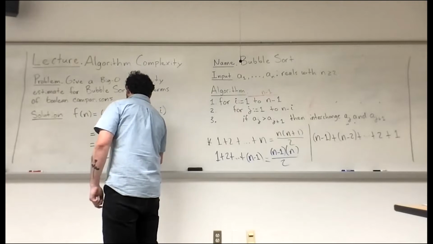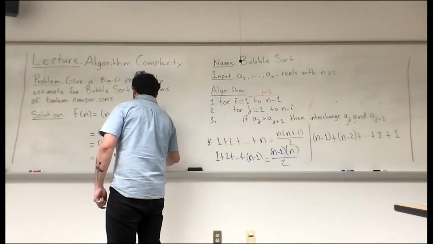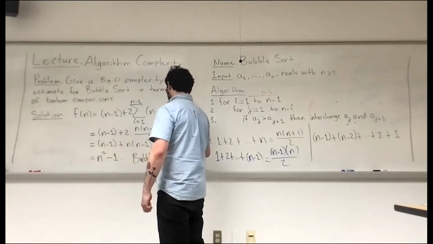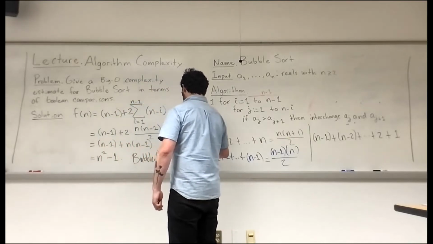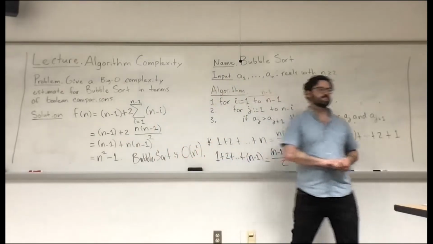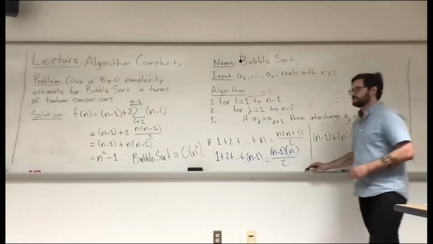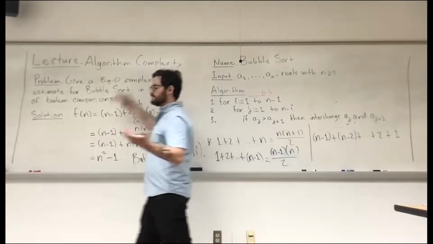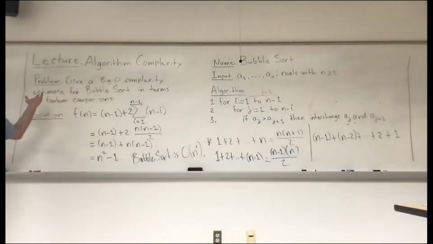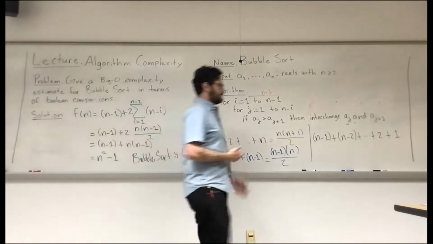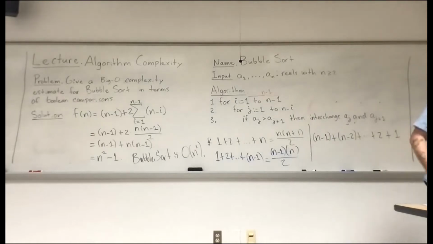So bubble sort is big O of n squared. It's actually order n squared, big theta n squared. So realistically, instead of giving a big O estimate, we say that bubble sort is order n squared. If you have an input list of size 1,000, the number of simple operations is roughly 1,000 squared for bubble sort, which isn't the best you can do by any means, right?